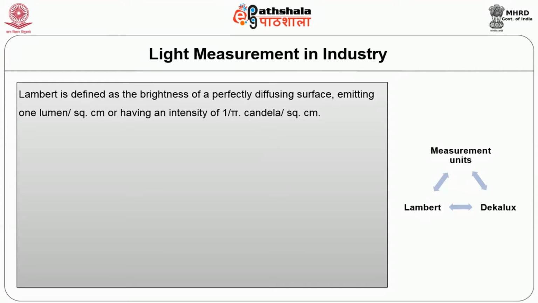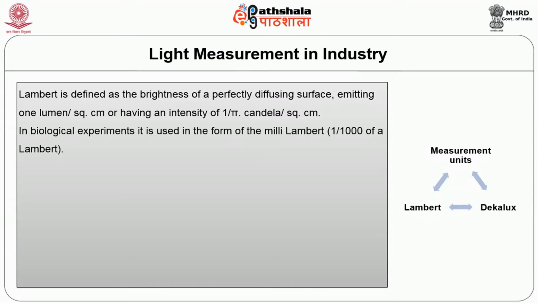Know about those units too. First one is Lambert. What is it? Lambert is defined as the brightness of a perfectly diffusing surface emitting 1 lumen per square centimeter or having an intensity of 1 by pi candela per square centimeter. In biological experiments, it is used in the form of a millilambert or 1 by thousands of a Lambert.